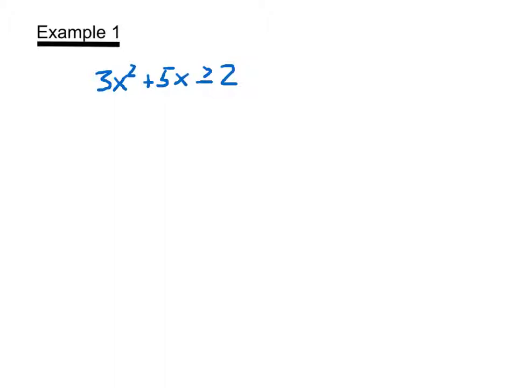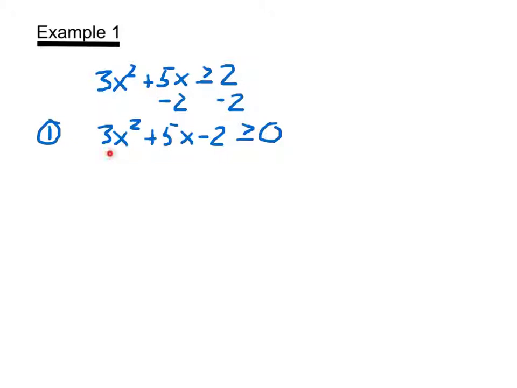Okay, here's our first more complicated inequality that we're going to solve for x using the 4 steps from the previous slide. First, we're going to make the right-hand side 0 by subtracting 2 on both sides of the inequality. So we get 3x squared plus 5x minus 2 is greater than or equal to 0. That's step 1. Next, we're going to fully factorize the left-hand side of this inequality.